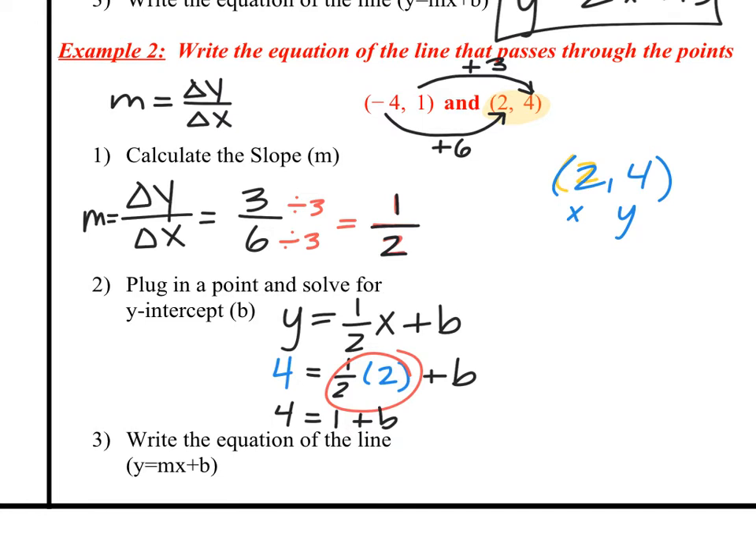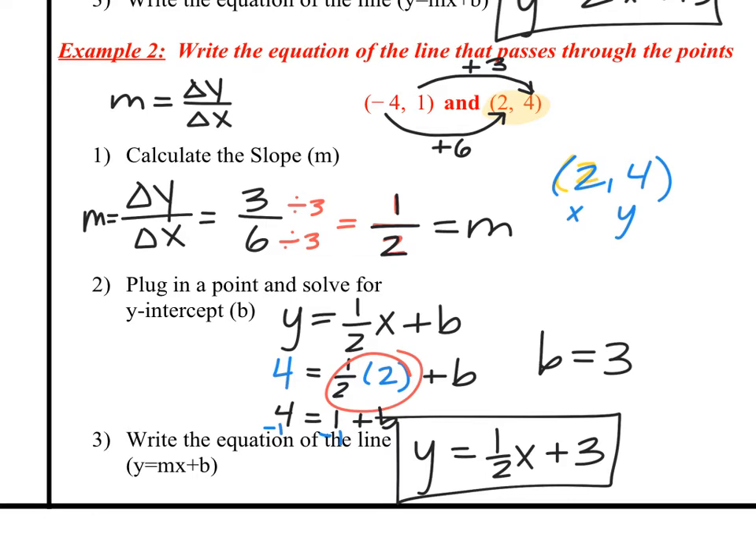And then to keep solving for b, you would, I'm running out of room. Subtract 1 from both sides, and then we know that b is 3. So our slope m is 1/2, our y-intercept is 3. Now we plug it into the equation. Y equals 1/2 x plus 3.